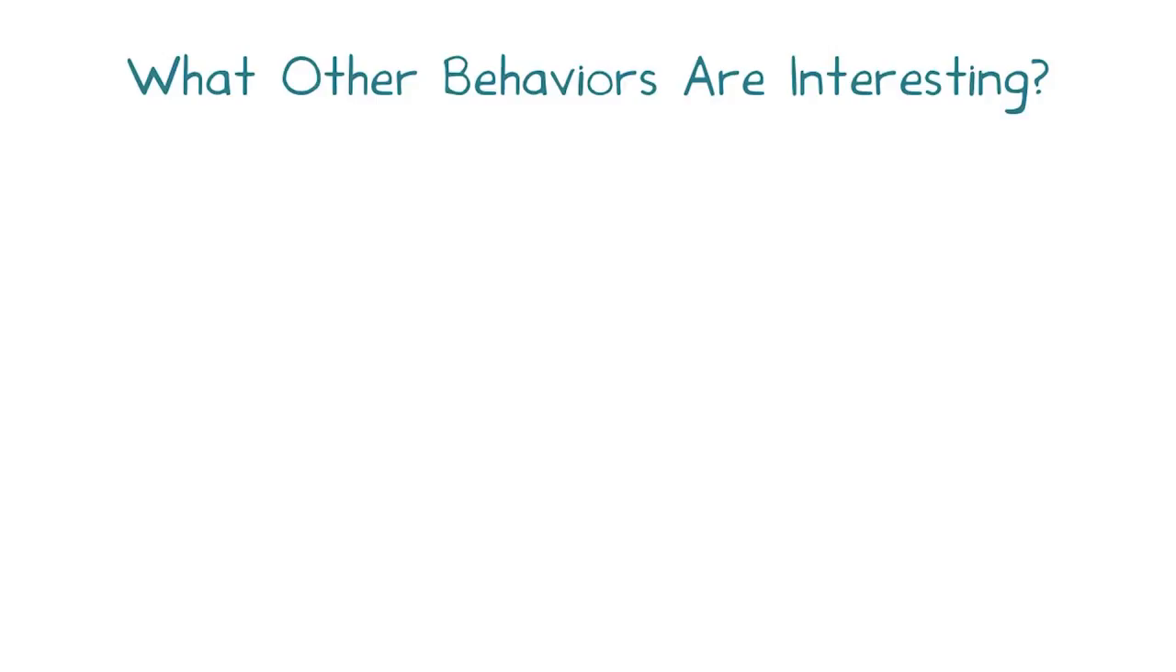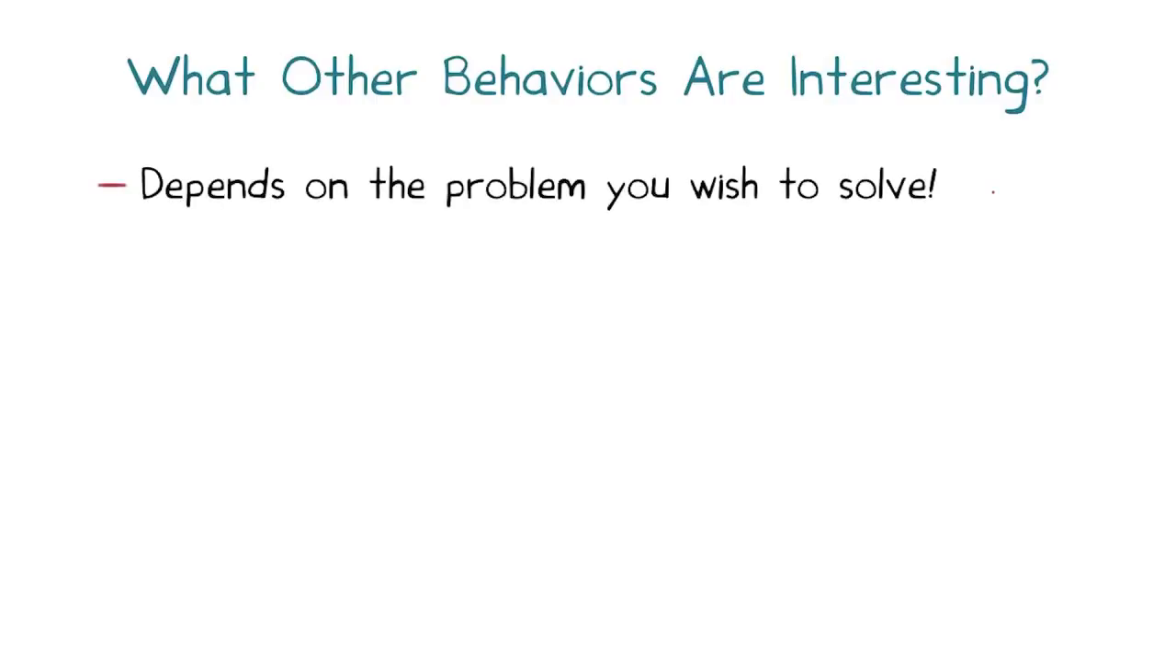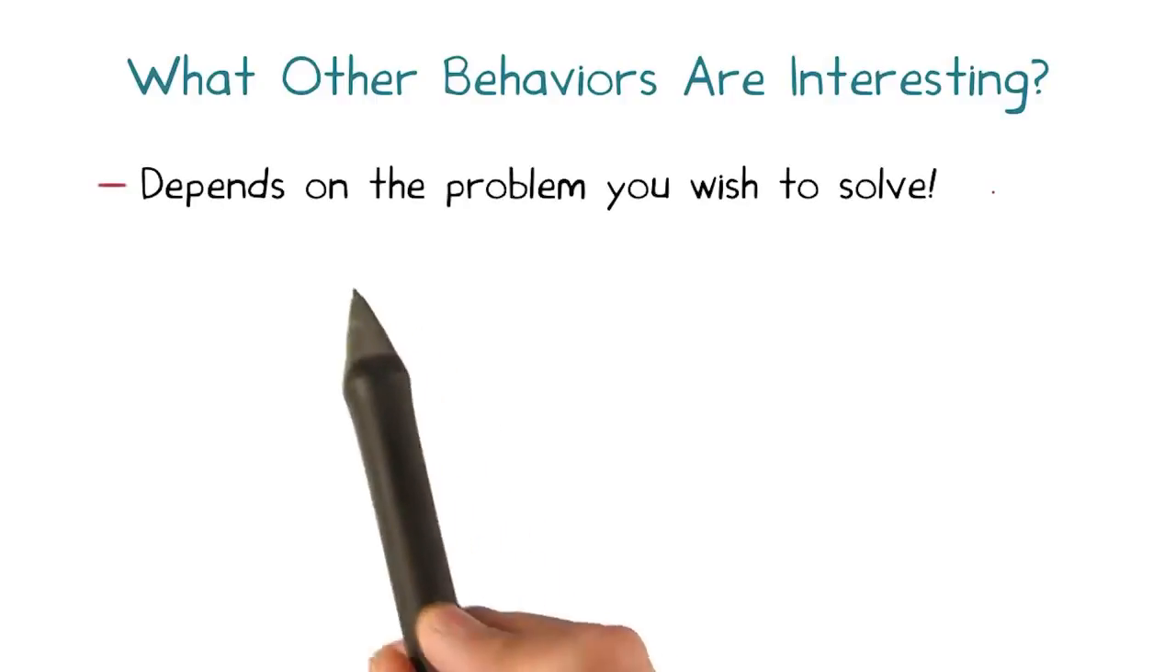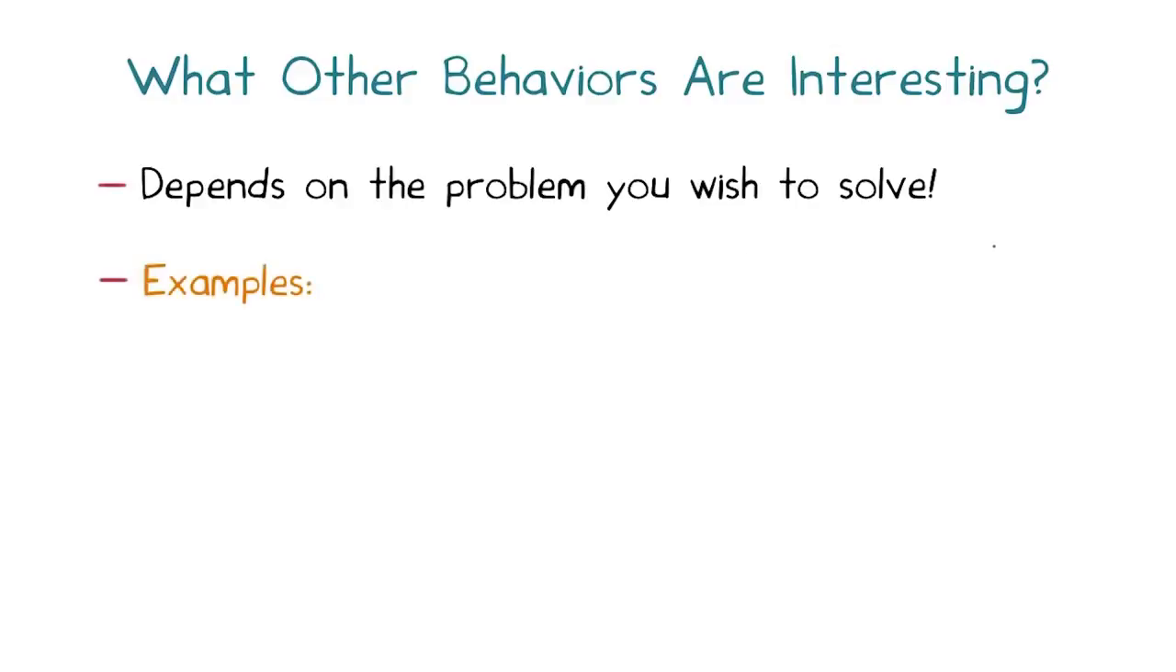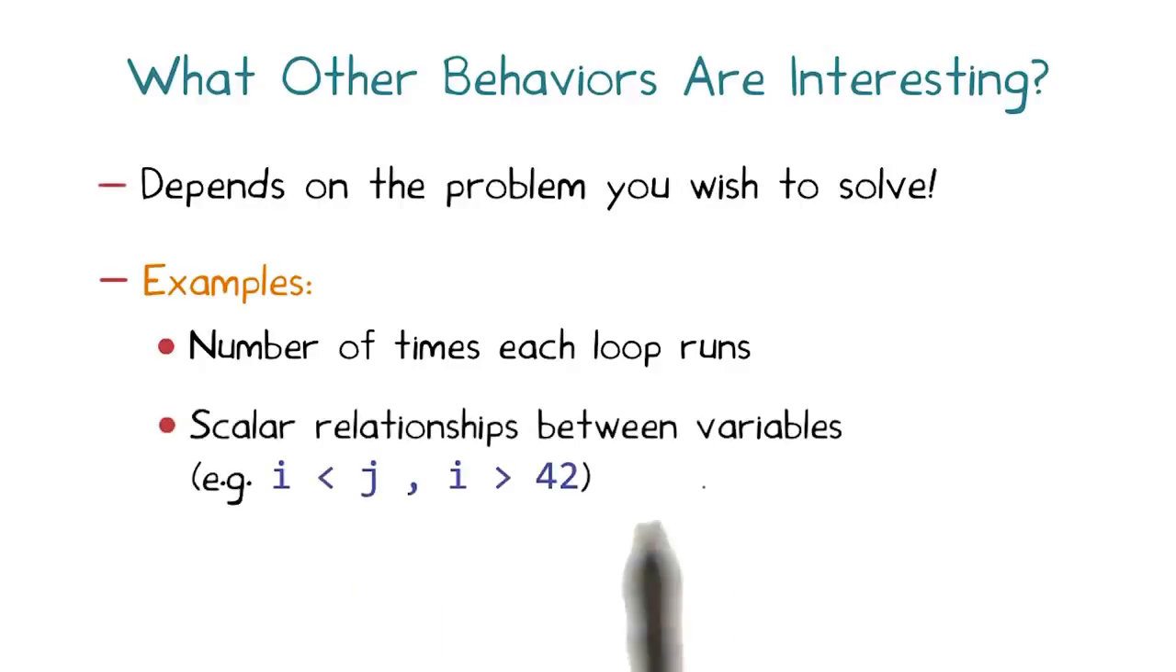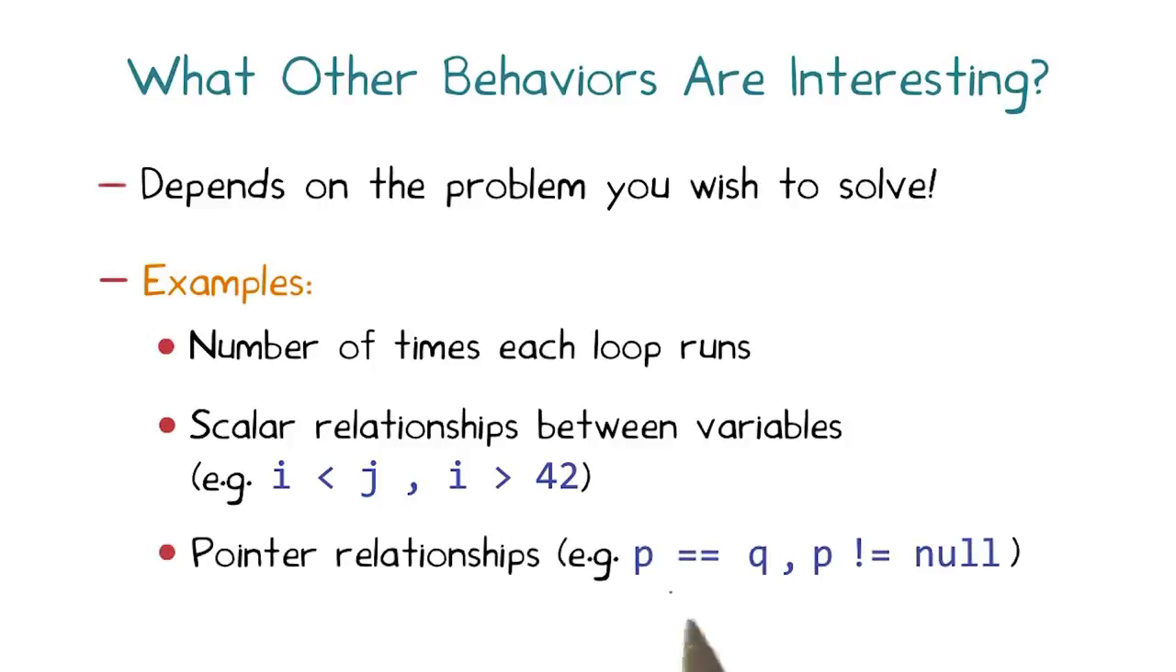What other behaviors might we want to keep track of? As you might have guessed, the answer to this question depends on the context of the problem you are solving. Other examples of behaviors that we might wish to keep track of are the number of times each loop in the program runs. This can help us with debugging performance issues, as programs spend most of their time in loops. Scalar relationships between variables and constants appearing in the program, such as whether one variable is greater than another. This might help us detect array index out of bounds errors. And pointer relationships, such as whether two pointers are equal or whether a pointer is not null.